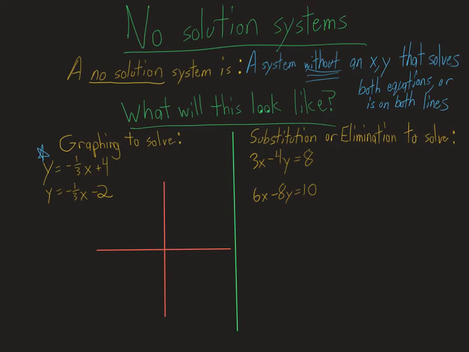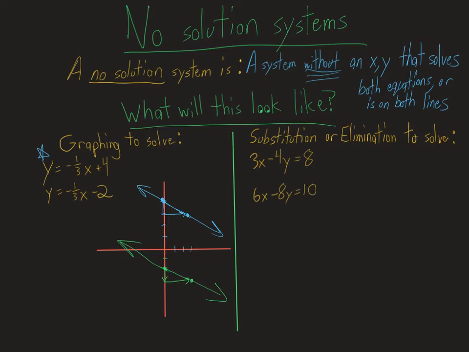We've got a -1/3 x starting at +4. So if I went up 4 and then went down 1 over 3 and had a line like this, and my second line was starting at -2 but also going down 1 over 3, I'm going to end up with two parallel lines that never cross and go forever right next to each other. Okay, so that's what it looks like in terms of lines.